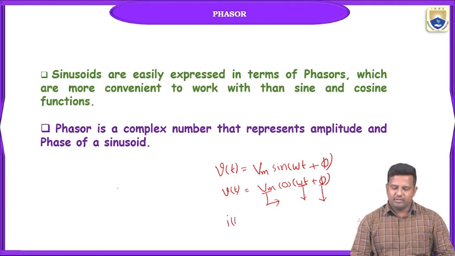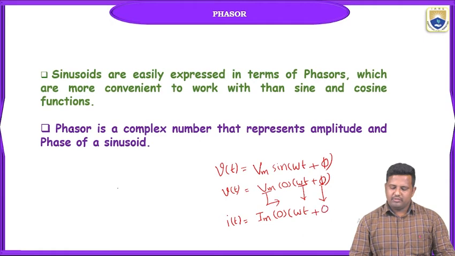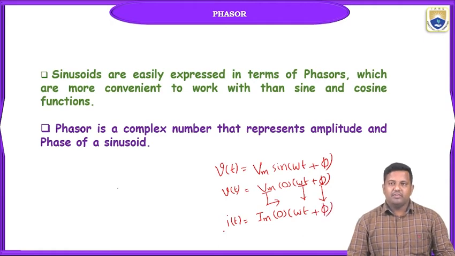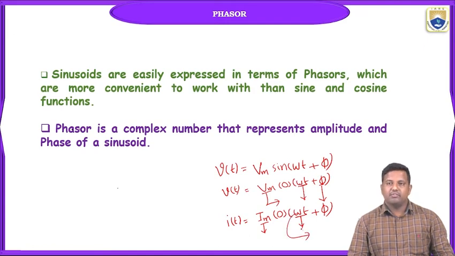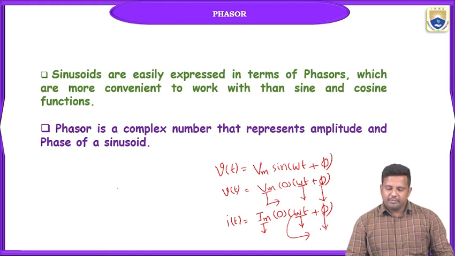Let me take a current signal I of t equal to Im cos omega t plus phi. The I of t is a time varying current signal, where Im is called the magnitude of I of t, omega t is called the argument, omega is called the natural frequency of I of t, and phi is called the corresponding phase of I of t. So this is a representation of time domain signals.